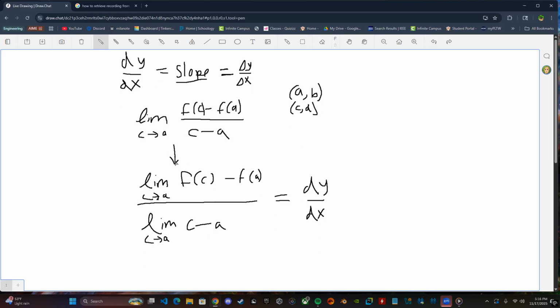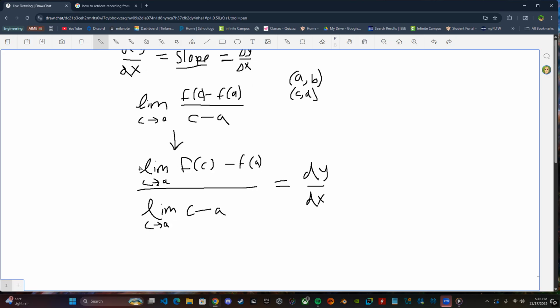And using limit laws, you can split this up into two individual limits. Limit as c approaches a of f of c minus f of a. That's your first limit that you got from up here. And then your second limit, the limit as c approaches a of c minus a. And this is all going to be equal to your derivative. So in the end, you get this.